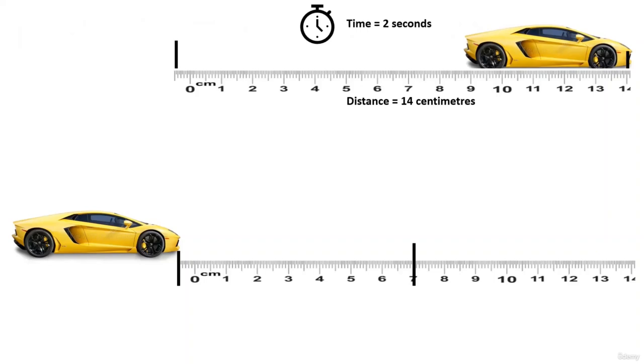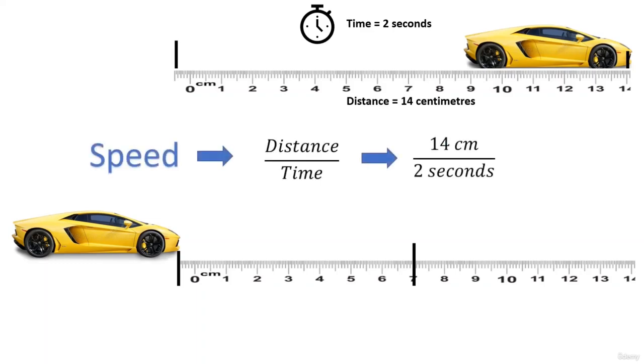Let's understand the distance traveled by the car divided by the time. So 14 centimeters as the distance upon the time, 2 seconds, it is called the speed of the car. Speed is nothing but the distance traveled upon the time taken. So you can just calculate 14 centimeters by 2 seconds, which is 7 centimeters per second.